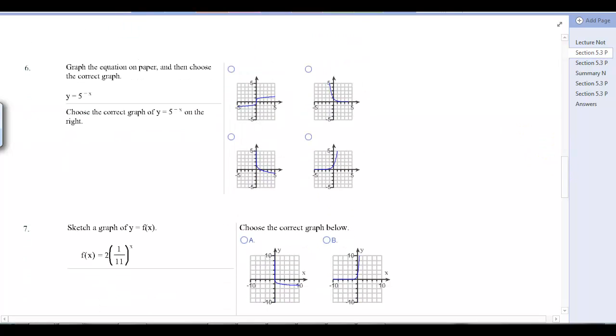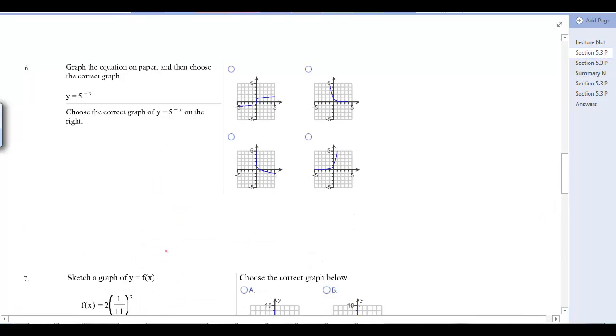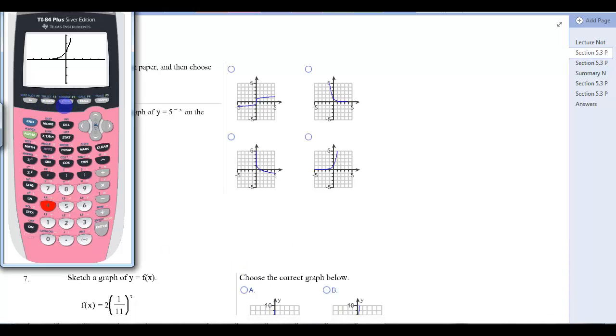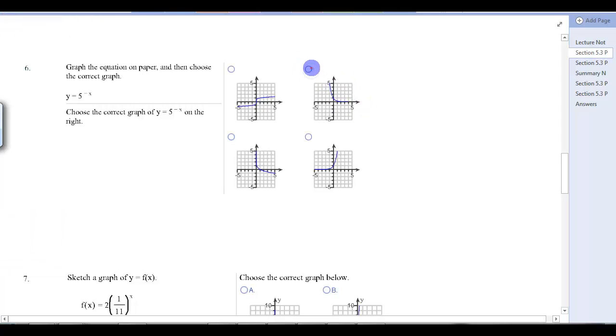Same way with 5 to the negative x. Let's see what a negative x is going to get for us. Alright, so here we've got a negative x. And hit graph. Oh, I didn't do a 5. You're going to get the same kind of picture. You can tell, but I should have done a 5, but it is this picture. Okay.